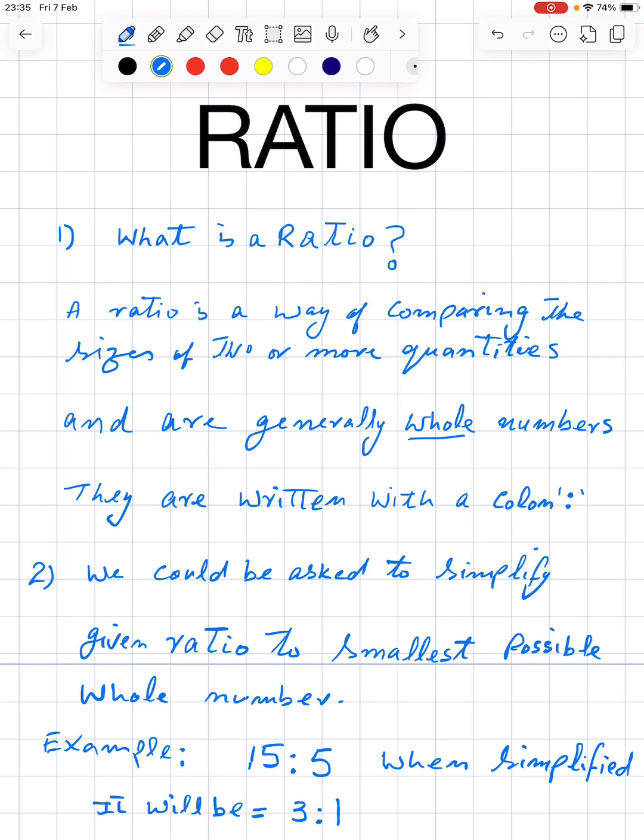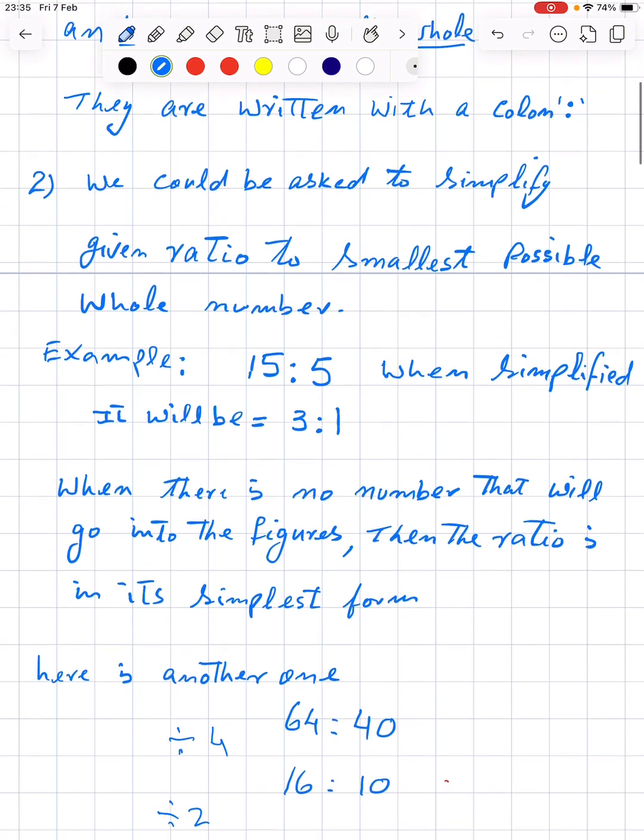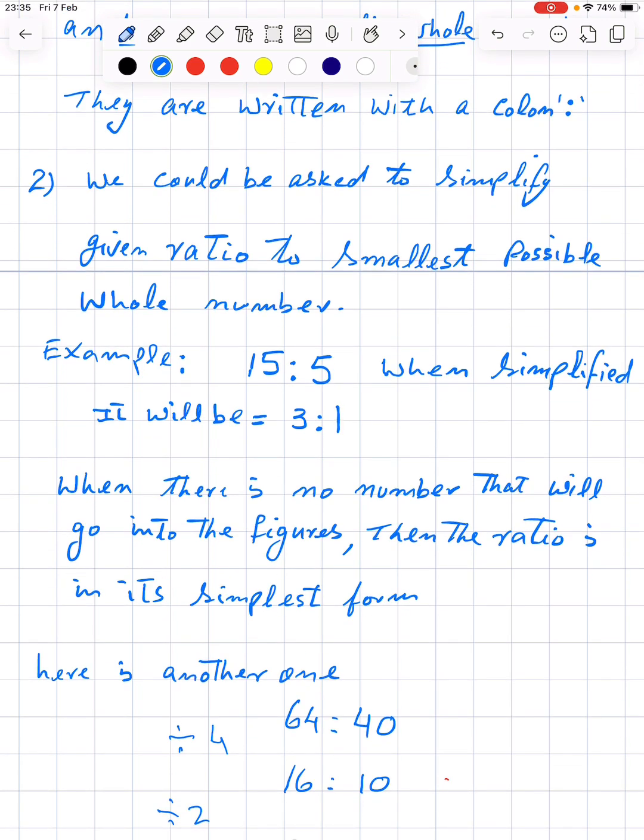We could be asked to simplify a given ratio to smallest possible whole number. For example, 15 to 5. When simplified, it will be 3 to 1. We'll divide both sides with 5. When there is no number that will go into the figures, then the ratio is in its simplest form.